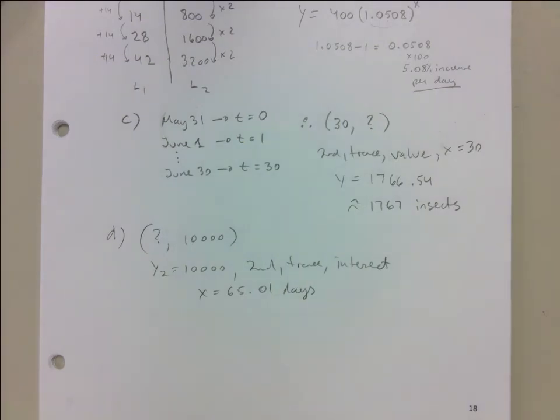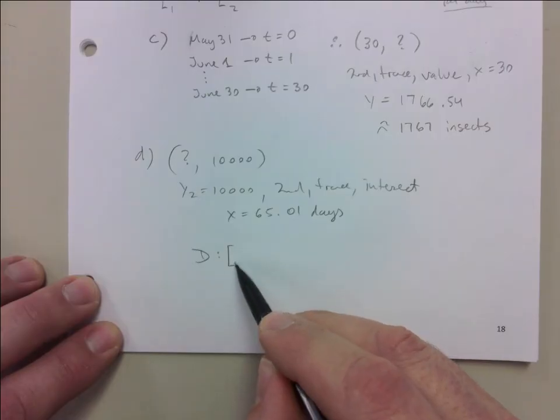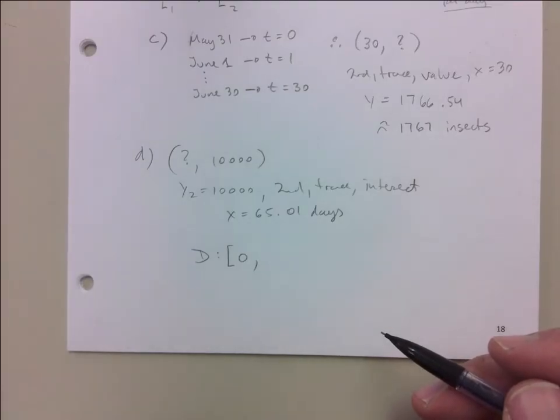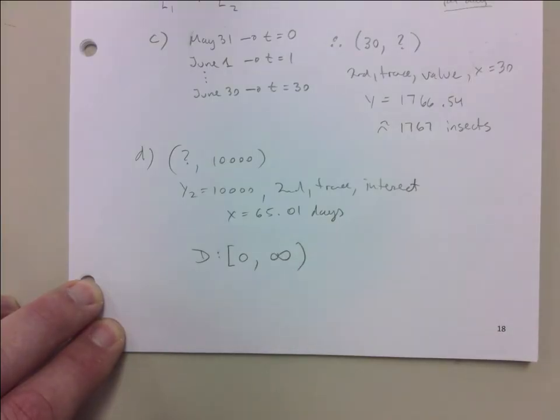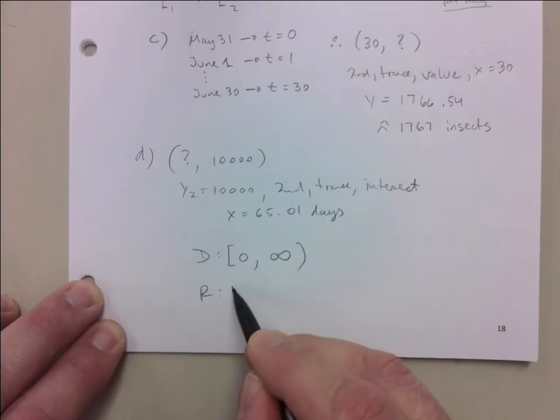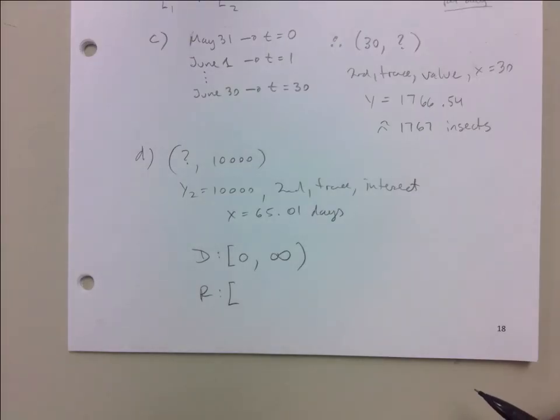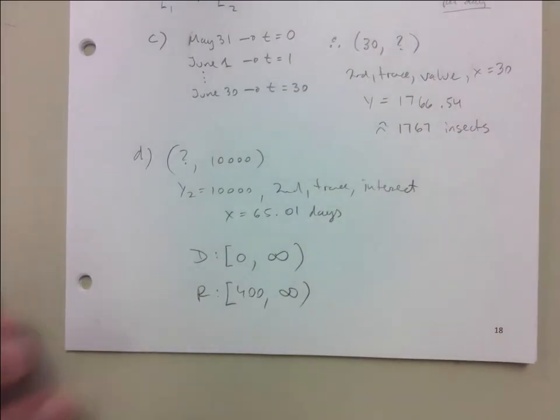That's it. Domain and range. It doesn't ask for it. What's domain? Time 0, to. Does it give us a stop? It doesn't say it stops growing. The insects stop growing after a certain time in this case. So you just go infinity. Range. What's the lowest that I go in terms of population? 400, right? 400. And I keep going indefinitely.